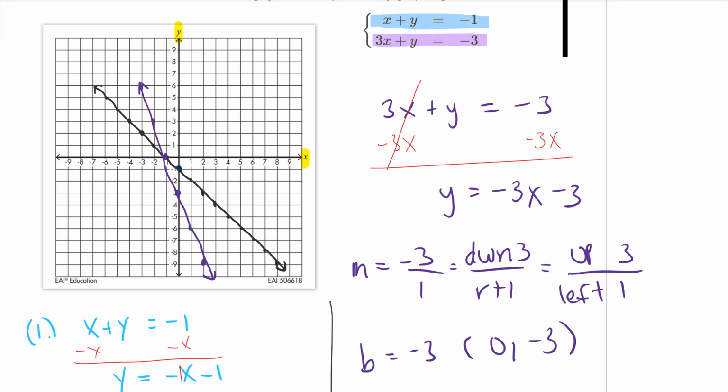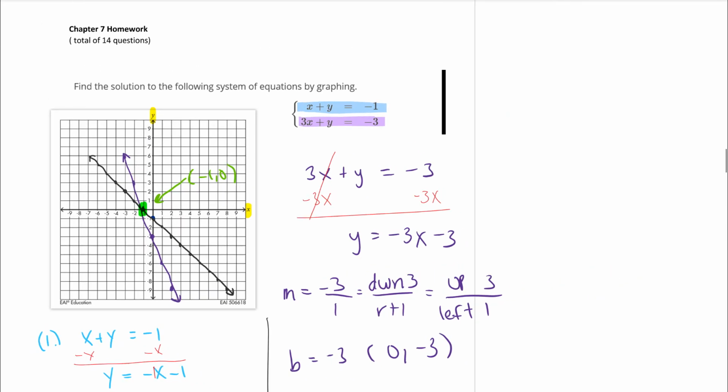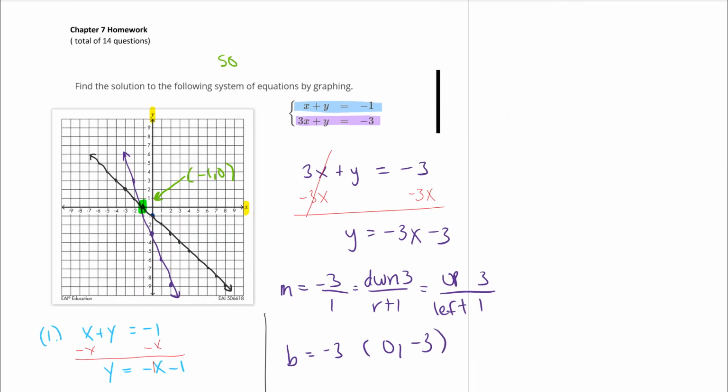So I know that wherever this point meets, and in particular this point is meeting at a negative 1, 0, that would be the solution. So the solution is going to be where these two lines meet, right? So they are going to meet at a negative 1, 0. So that's going to be the solution.